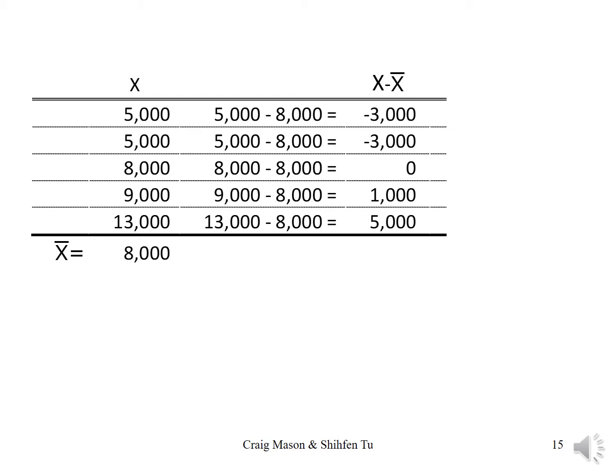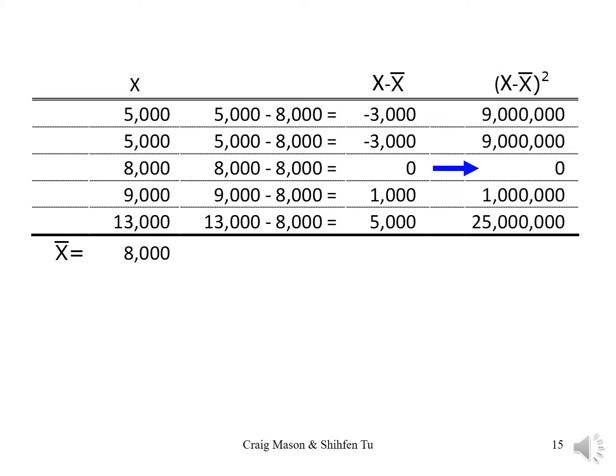We square our deviations from the mean to get our squared deviations from the mean, which are 9 million, 9 million, 0, 1 million, and 25 million. Notice these got huge in the process. We then add these up to get our sum of squares, which is 44 million. Notice the sum of squares is 1,000,000 times larger because the scores were 1,000 times larger, and we squared them.